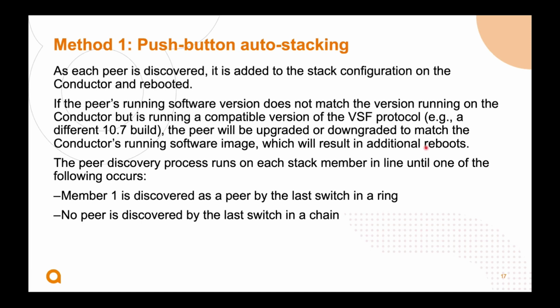depending on whether or not there are also programmable component upgrades, firmware updates to the components on the switch. If those are part of the update that is being performed, then you will have additional reboots as part of that process. But we do automatic firmware sync from the conductor to new members as they are discovered. But that only applies if that member is already running 10.7 or later. And this process, as I mentioned, runs in each stack member in line until we either loop back around to member 1, which closes the ring, or we reach the end of a chain and there are no more members to discover.